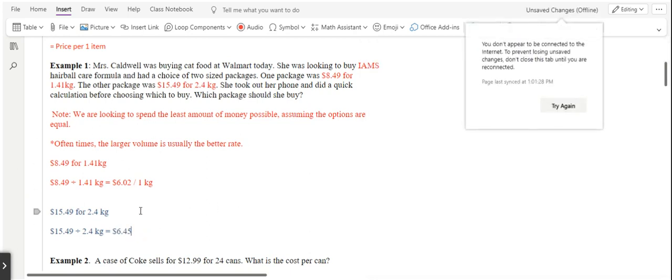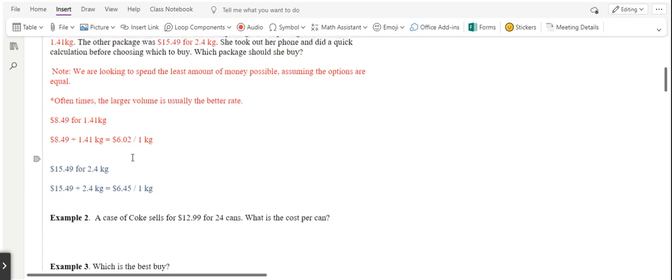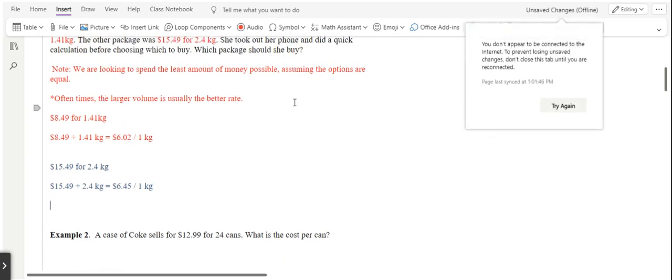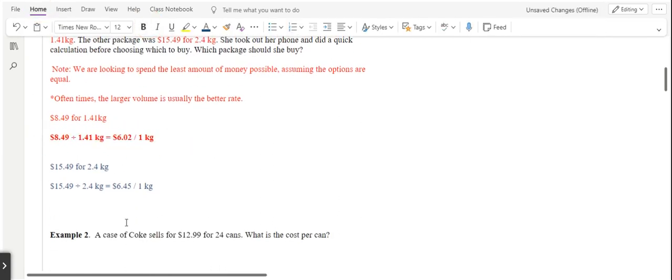And again, we say this is $6.45 per kilogram, and we should be polite and indicate our units, so that way we can easily tell the difference. Okay, so now we have a look at our answers. Actually, as it turns out, the smaller bag was the better price.